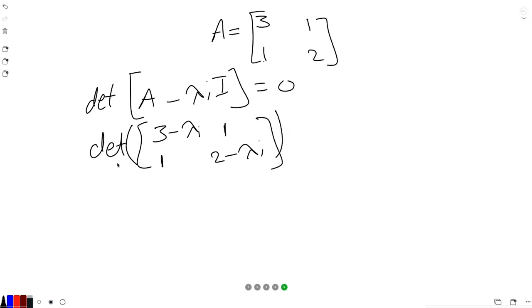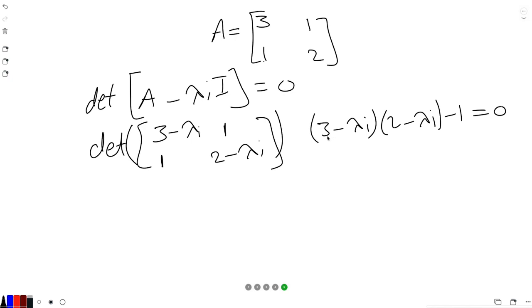And this determinant will be 3 minus lambda I times 2 minus lambda I, minus 1, equal to 0. Now we can expand this equation. Of course, you can do it also with any calculator or advanced calculator or any computer package, but here let us do it by hand, step by step.